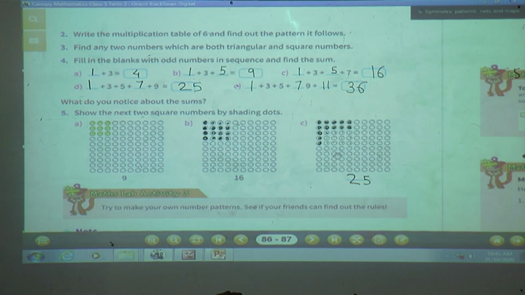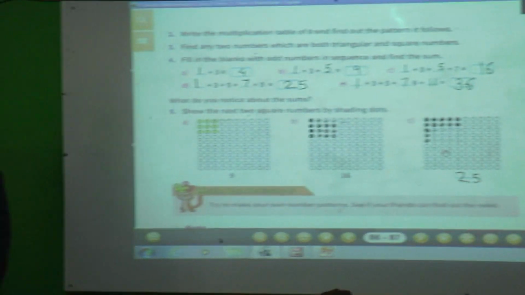Now students, in this lesson today we have studied pattern, squares, cubes. In this way we can solve triangular numbers also and square numbers also. So today we have completed our exercise 6.4. In the next session we will see what is meant by nets, even views of a solid, and even we will see maps also. Okay, thank you students.